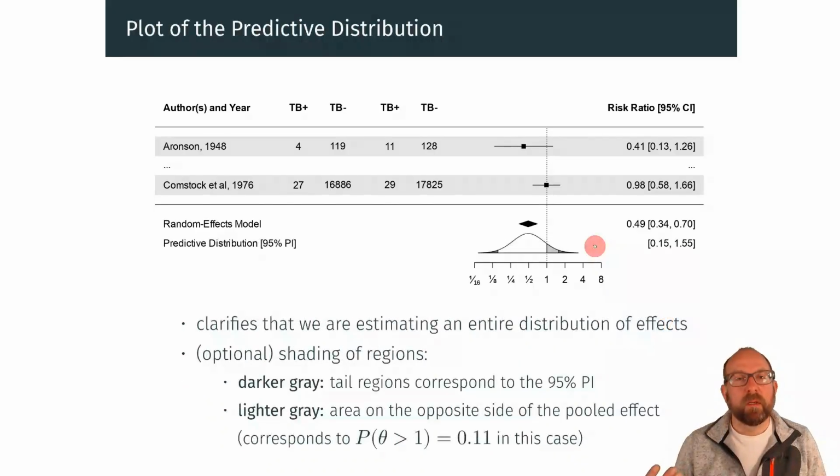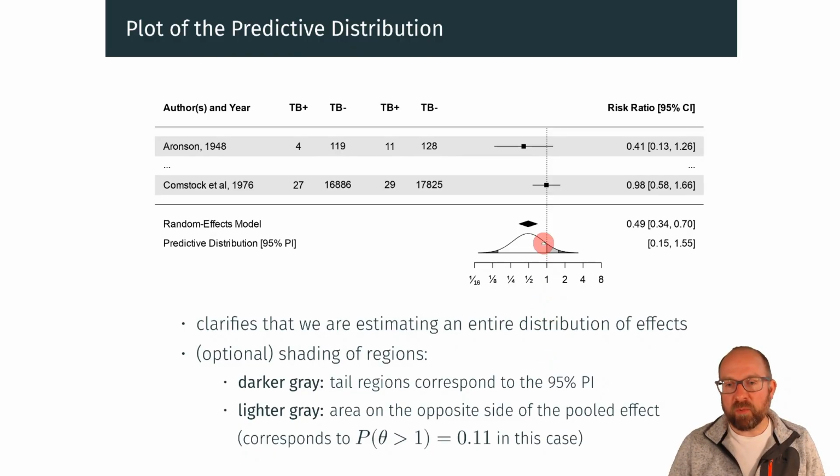So my suggestion would be to show actually the entire predictive distribution, because that is what we are actually estimating. We are estimating a distribution of true effects, typically assumed to be a normal distribution. And what we can use is shading to indicate certain regions of interest, like these darker shades of gray here correspond to the prediction interval. So these cut off 2.5% in the tails of that distribution at the lower and upper end. And this lighter shaded region here corresponds to the area opposite to the pooled effect.